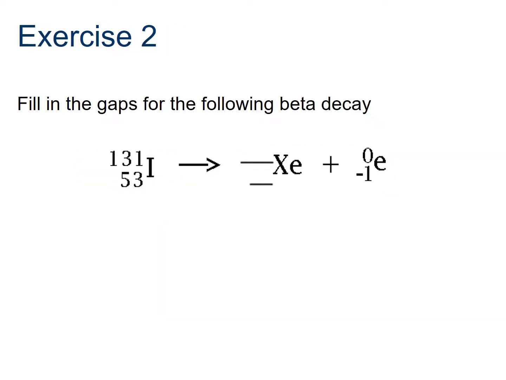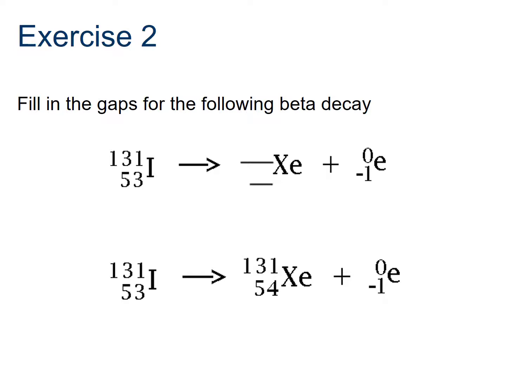So here's an example of beta emission: iodine-131-53 decaying to a xenon isotope. What are the numbers for the xenon? Well, 131 equals the mass number of xenon plus 0, so that's clearly 131, and the atomic number added to minus 1 must give 53. This means that the atomic number of the xenon isotope formed in this case through beta decay must be 54.